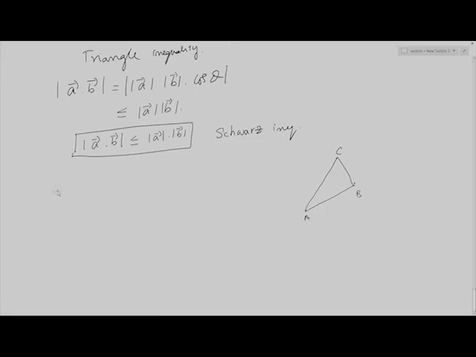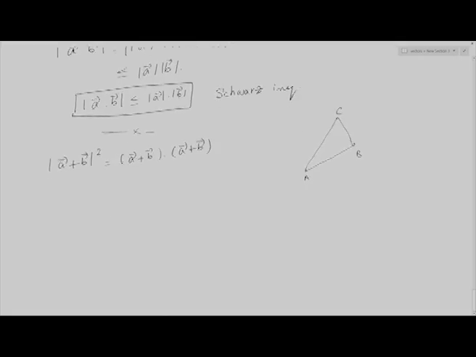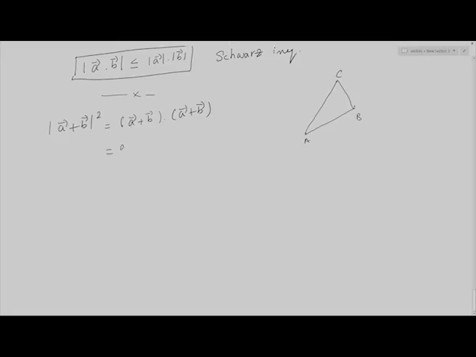Let us take two vectors A and B. I take the modulus of A plus B square, which is equal to, from the definition of the dot product and its properties, A plus B dot A plus B. So, this I can write as A dot A plus B plus B dot A plus B. Again, by simplifying, we get mod A square plus mod B square, and we have A dot B and B dot A. A dot B and B dot A are both the same, therefore, twice A dot B.